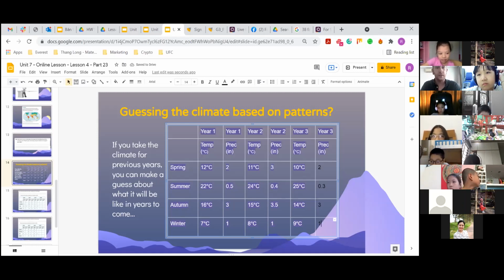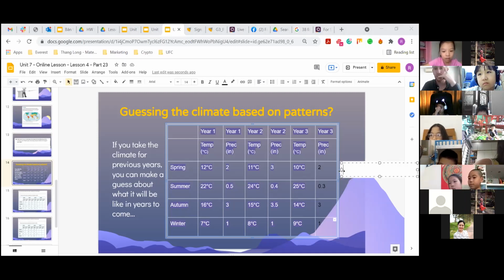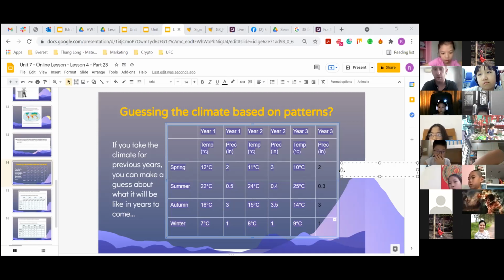Okay. So again, Mingha, help me. What do you think the climate is in spring? I think the climate is... So is it hot or cold? Hot, cold, or mild? 12 degrees is hot for you, is it? No, mild. Well done. Right. Mild. Great stuff.